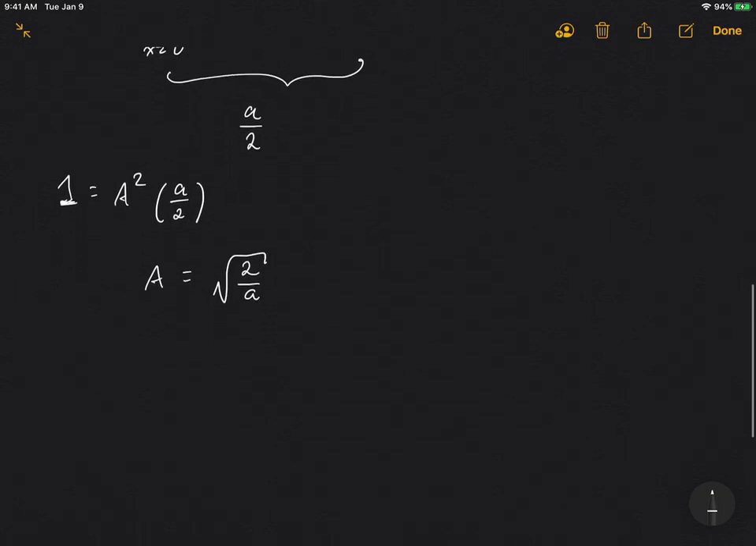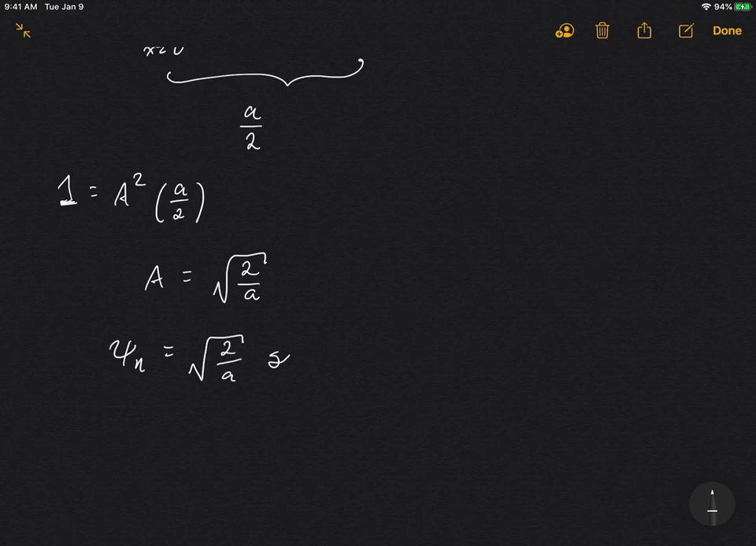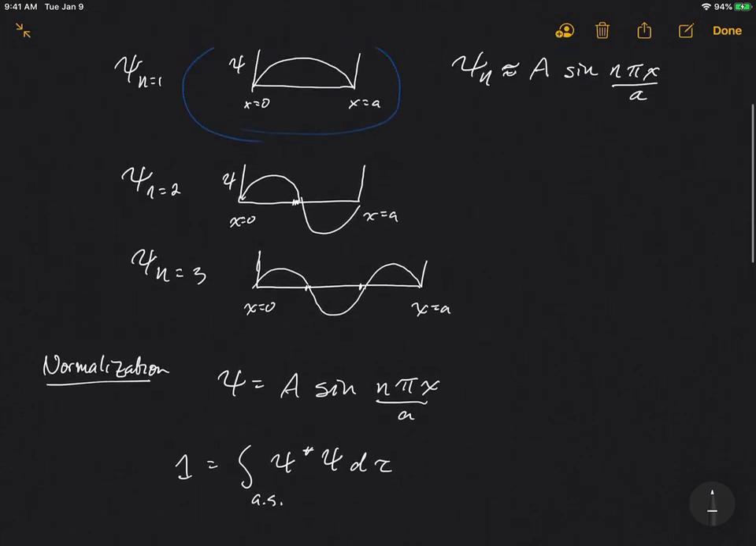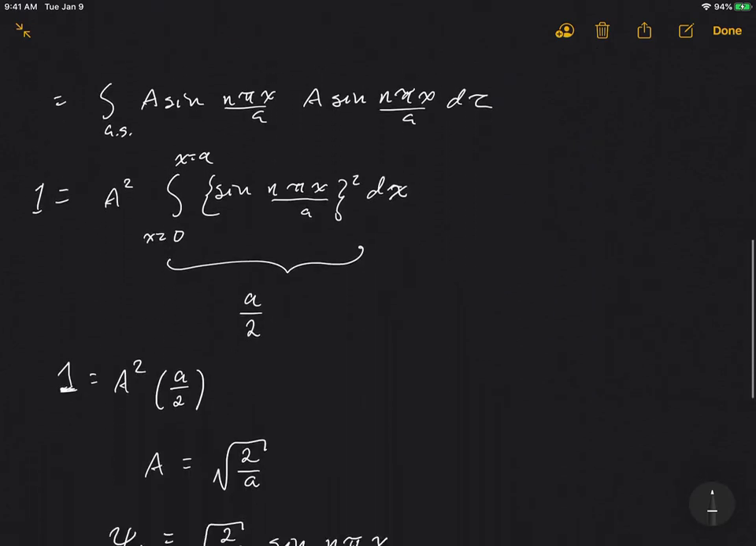So therefore, our normalized wave function for all values of the quantum number n is square root of 2 over a times sine n pi x over a, where again, we always want to keep in mind what that little a means. It's the size of our box. And it's also good to keep in mind what the wave functions look like. It's these various waves that I've shown there.